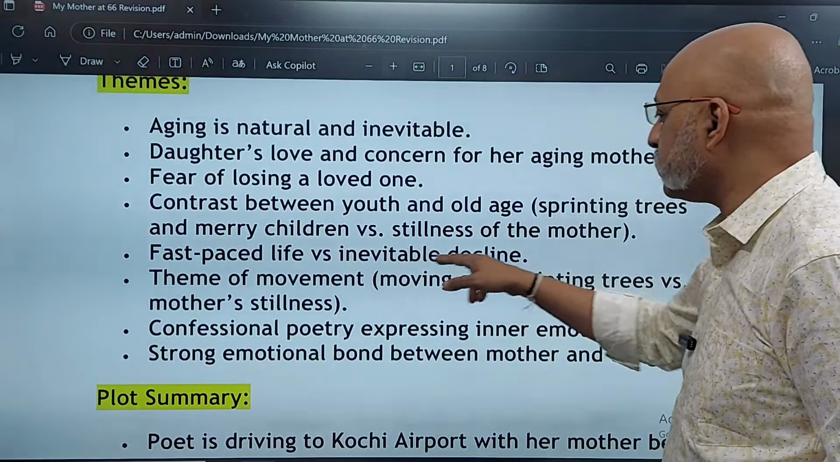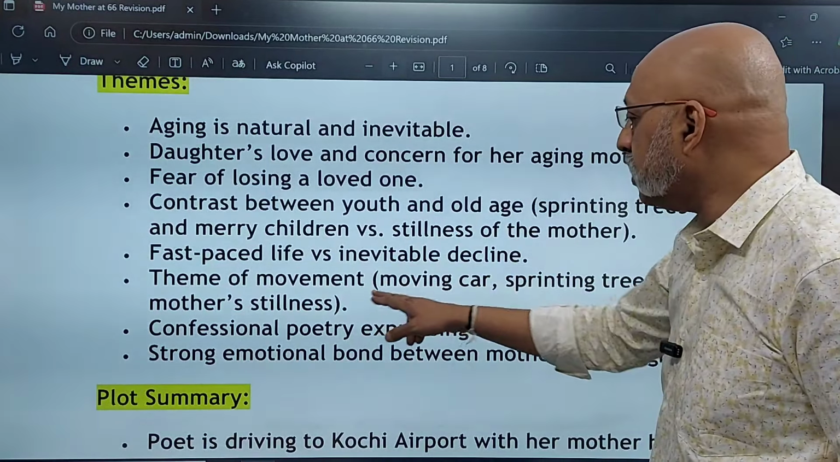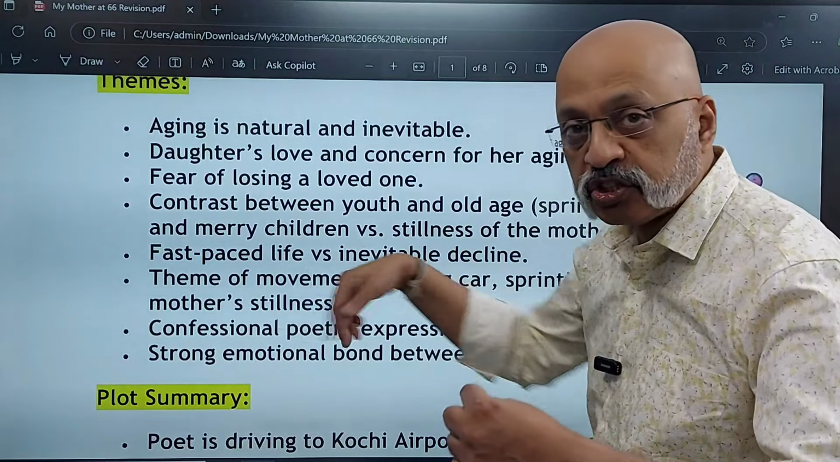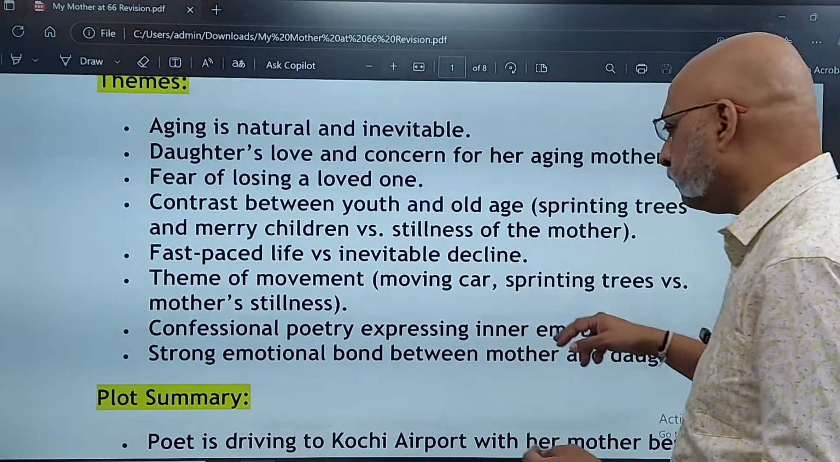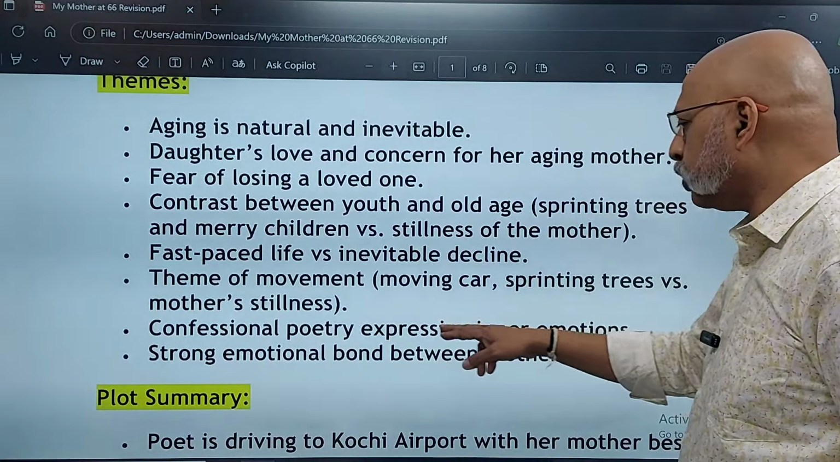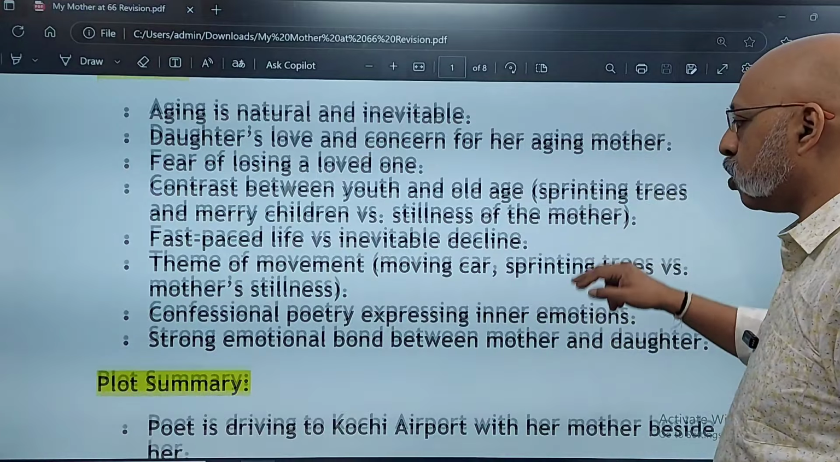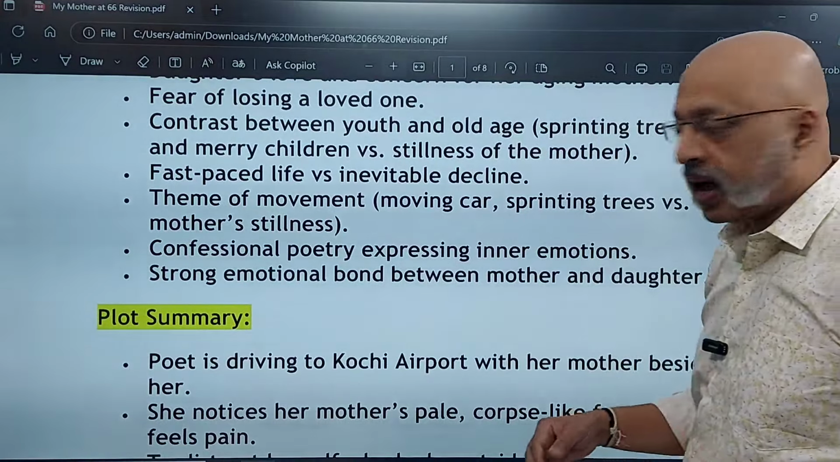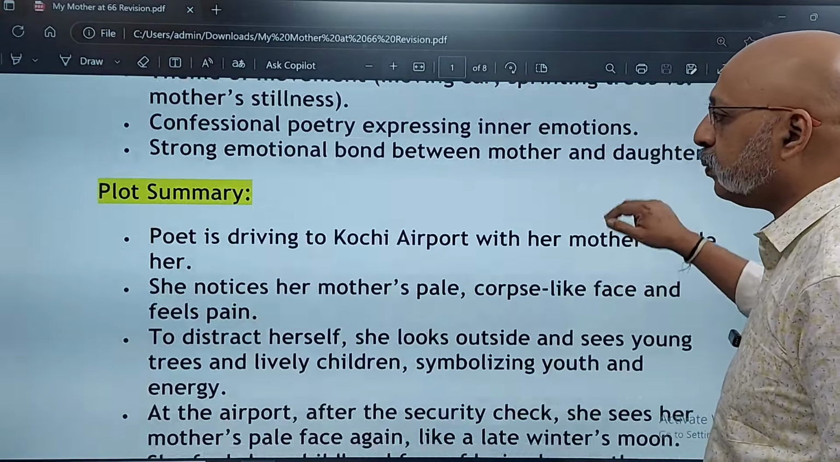The fast-paced life versus inevitable decline. The theme of movement, the moving cars, the children sprinting, the houses moving, right? Confessional poetry expressing inner emotion, strong emotional bond between mother and daughter. Now, what is the plot summary?